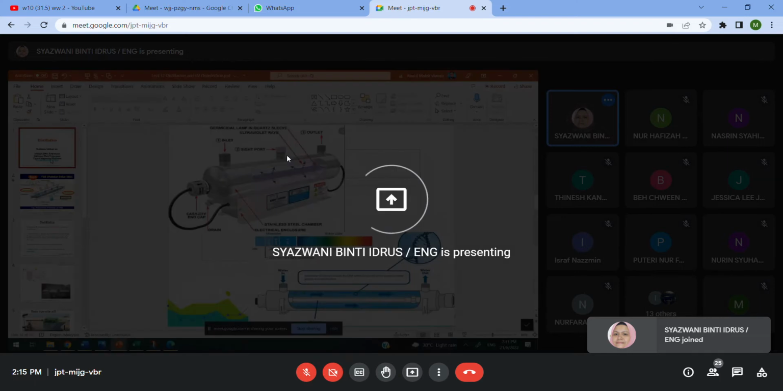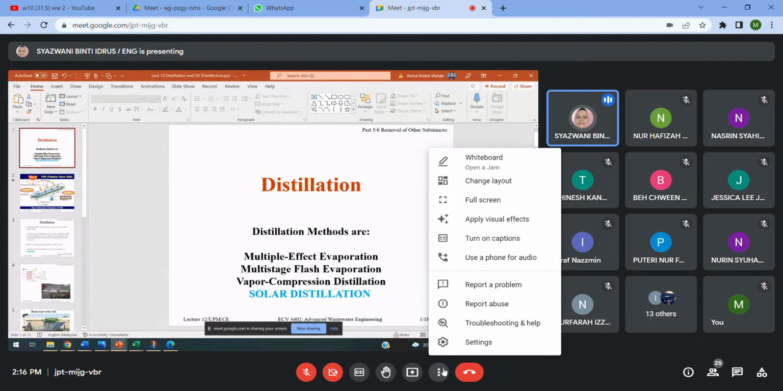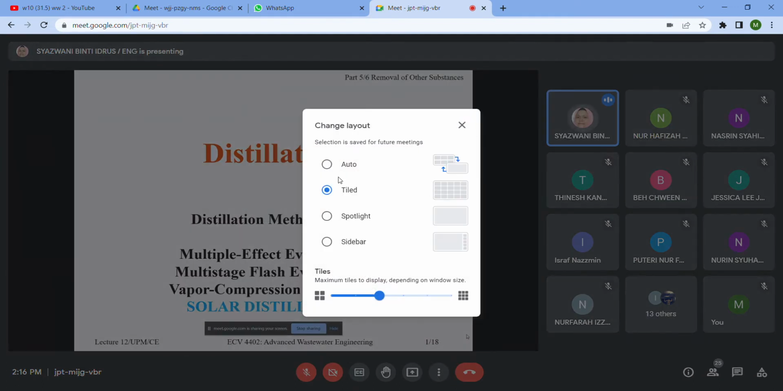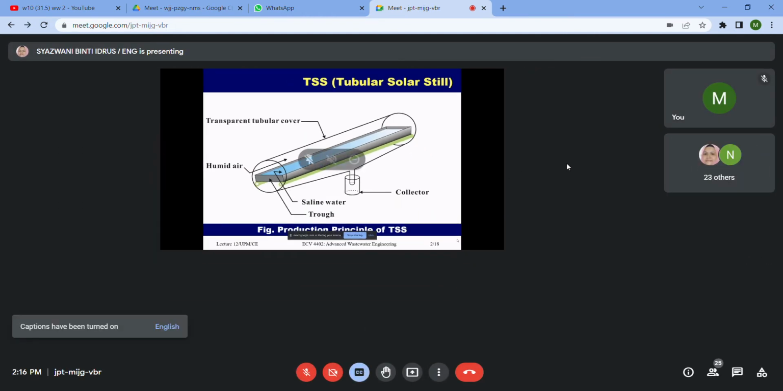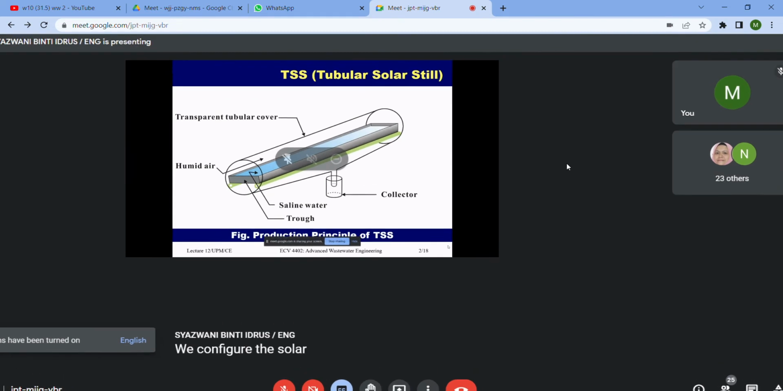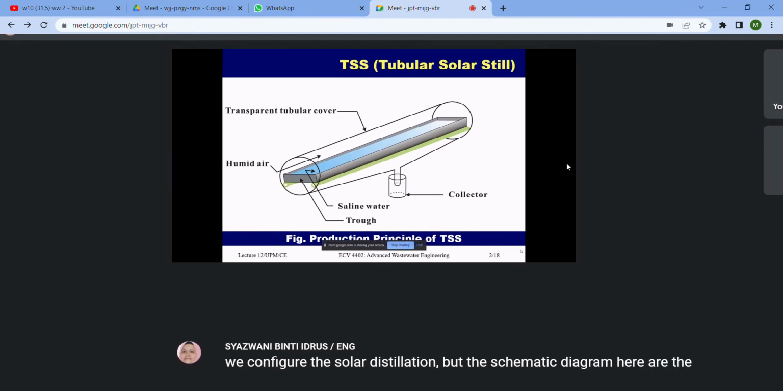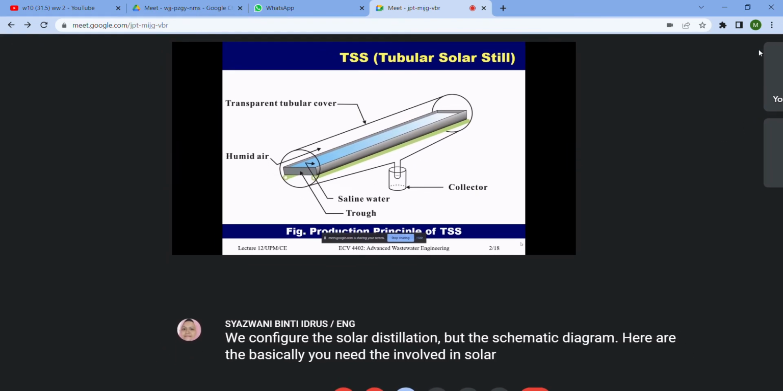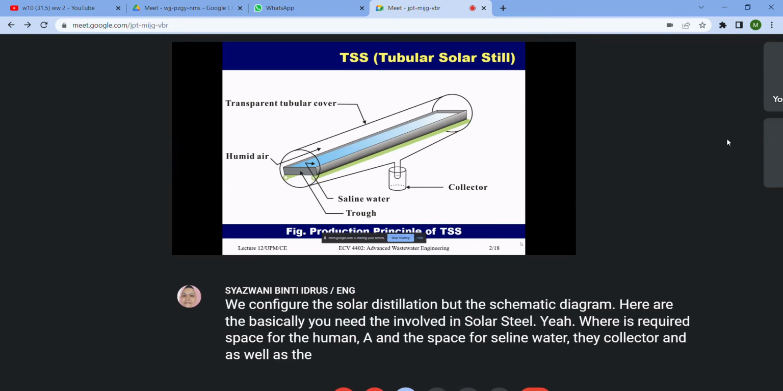Okay, first, these are the installation. There are methods that can be used for distillation: multiple effect, multi-stage flash, and vapor compression. These are at research level. This is how we configure the solar distillation, but the schematic diagram here shows the basic units involved in solar still, where is required the space for the humid air, the space for saline water, the collector, as well as the tubular cover.